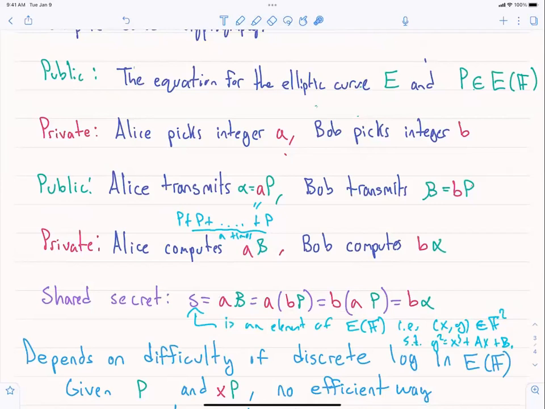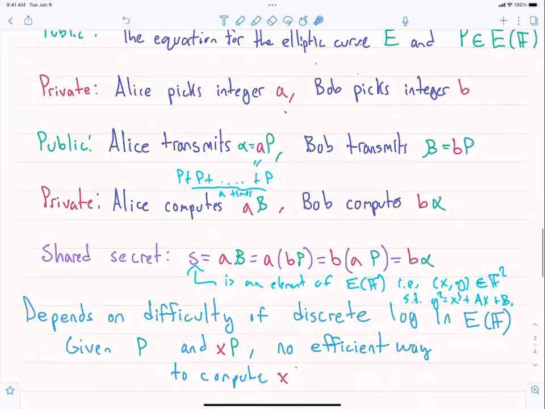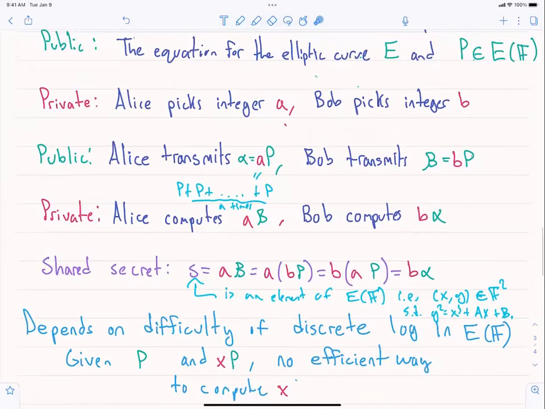Once they have that, you would just take the x coordinate, for example, and use that to do a shift cipher. Once they have the shared secret, they can use it to transmit secret messages however they want. So the trick is to establish this shared secret. Okay, so good, this works.